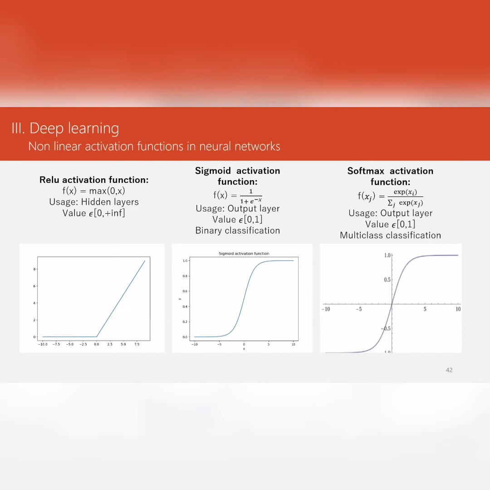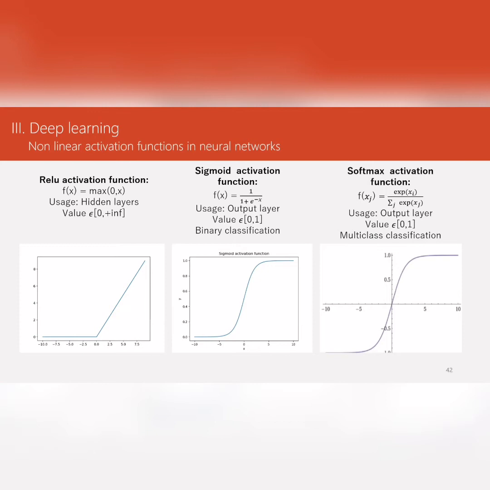The second one is the sigmoid activation function that is used in the output layer for binary classification. So when we only have 2 classes, the output value is always between 0 and 1. And the last one is the softmax activation function that is used for multi-class classification. And it is also used in the last layer and outputs a value between 0 and 1.